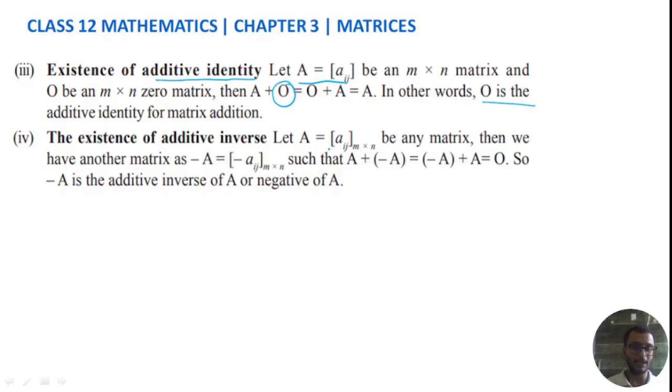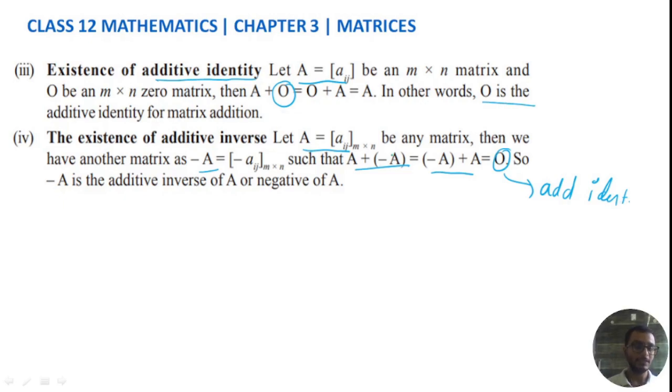Which matrix should you add to A so that you get the zero matrix? Of course, that matrix should be minus A. Suppose you have matrix A, then minus A is called the additive inverse of matrix A. A plus minus A is the same as minus A plus A, which equals 0. Why 0? Because this is our additive identity.